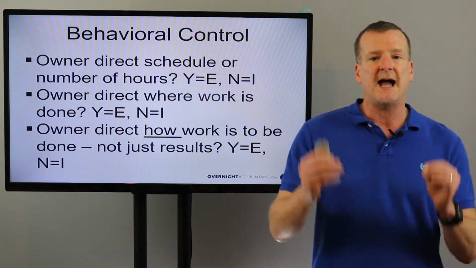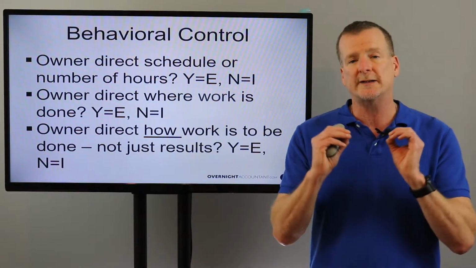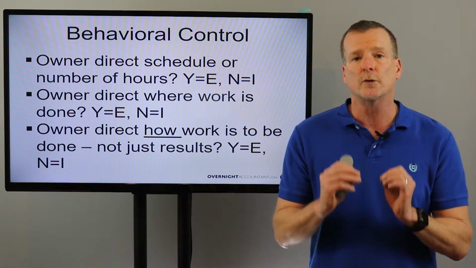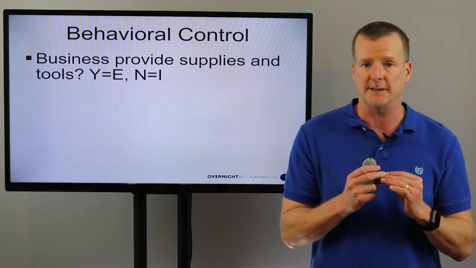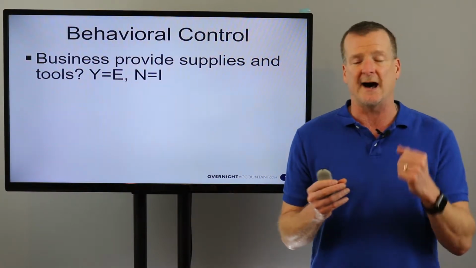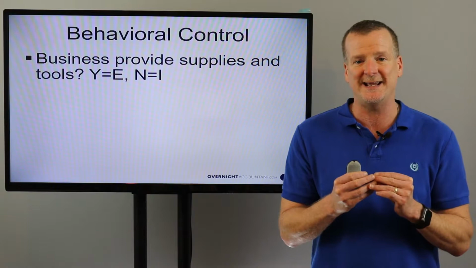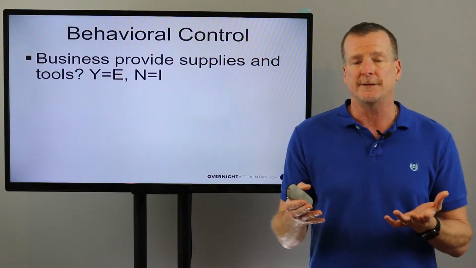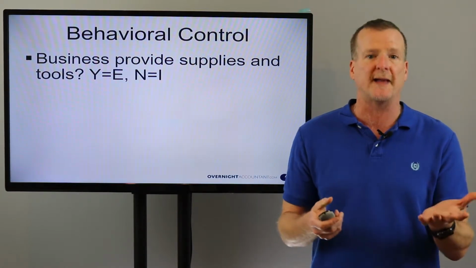Does the owner direct how the work is to be done? Not just the results. Do you direct the methodology, the steps and procedures, the systems that are utilized for the worker to do the work? If the answer to that's yes, more likely employee. If the answer is no, more likely independent contractor. You see here, there's a Y and an E on many of these, or an N and an I, to help you understand what the answer means. Okay, does the business provide supplies and tools? Independent contractors generally bring their own supplies and tools, whereas employees are going to rely on you to do it.